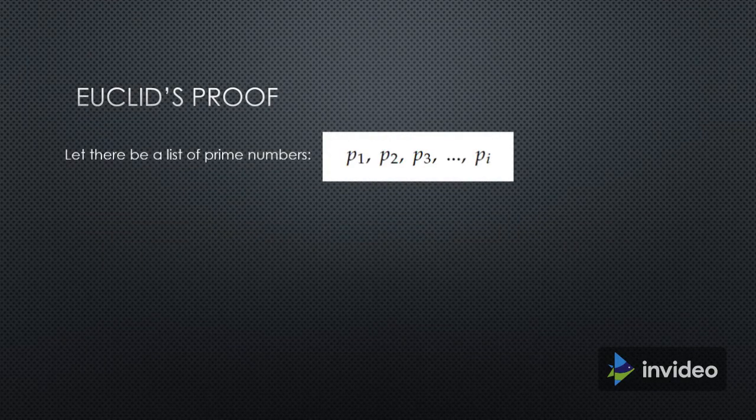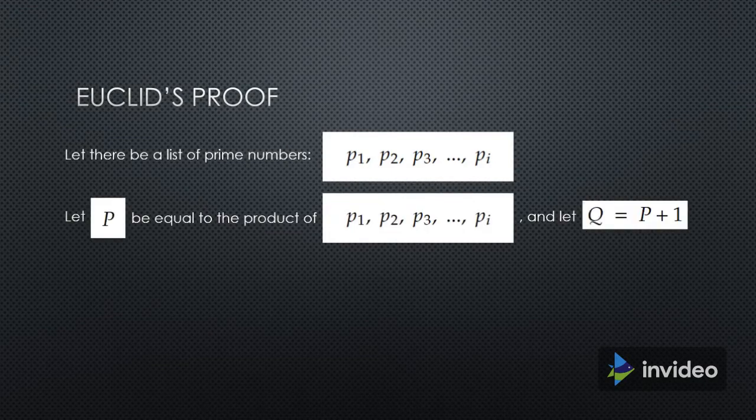So to start off with Euclid's proof, Euclid's proof sets out to try and prove that for any given list of prime numbers, it is always incomplete. So to start, let there be a list of prime numbers. We'll call them P1, P2, P3, P4, all the way up through to Pi. And let capital P be equal to the product of these prime numbers, and we'll let Q be equal to P plus 1. So capital P would be P1 times P2 times P3 all the way up to Pi, and Q would be that product plus 1.